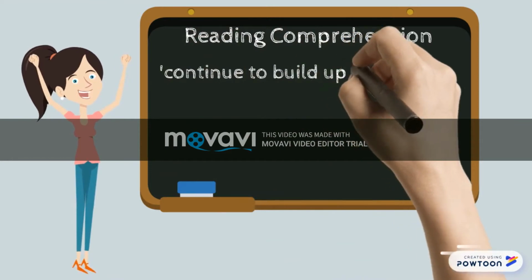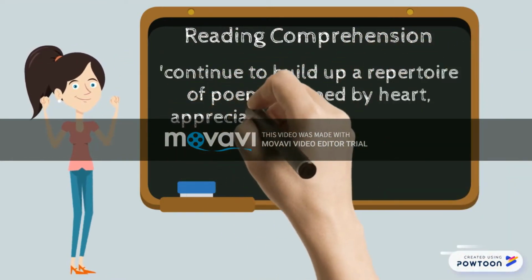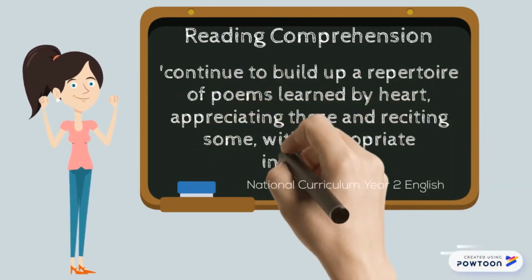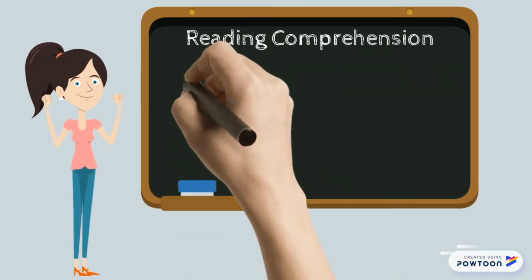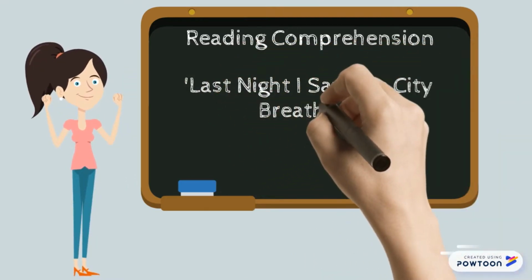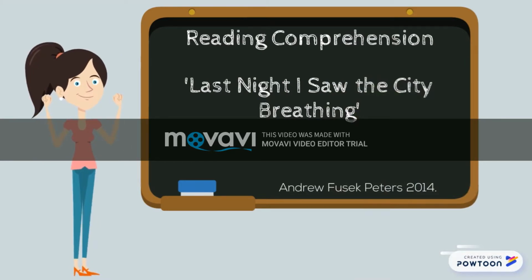as well as building up a repertoire of poems learned by heart, appreciating these and reciting them with appropriate intonation. With the use of poems such as Last Night I Saw the City Breathing, children can listen and rehearse the poem, suggesting why the performer changes their voice for different parts of the poem.